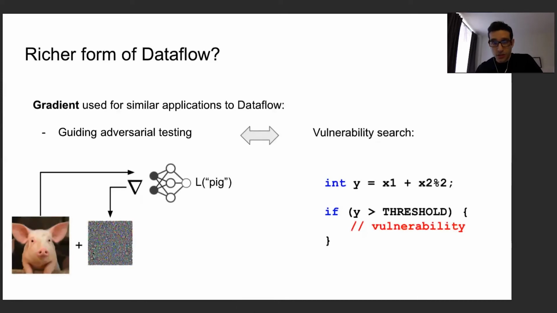Gradient is also used in similar applications to data flow analysis. For example, gradients are used in adversarial model testing to search for error-generating inputs. This is analogous to the process of searching for inputs that trigger a vulnerability in a program.